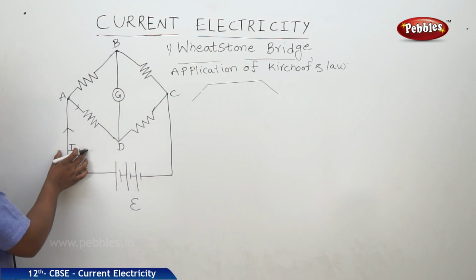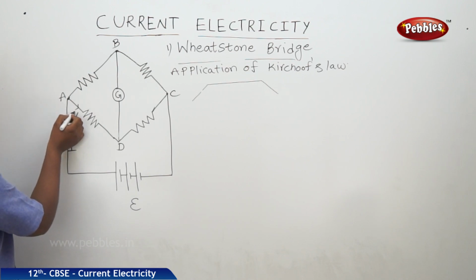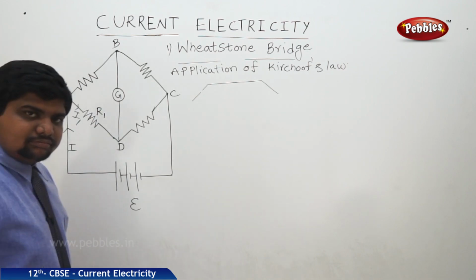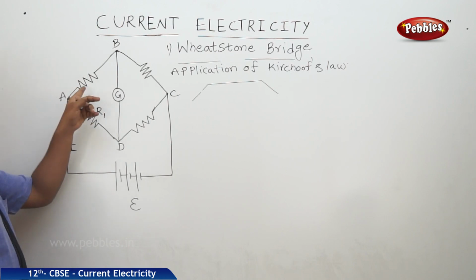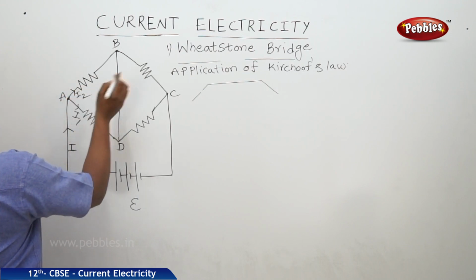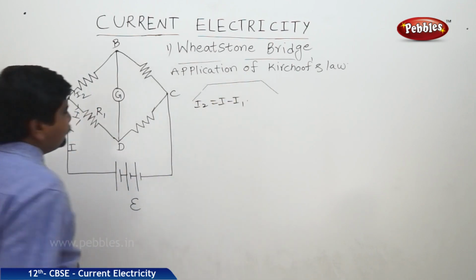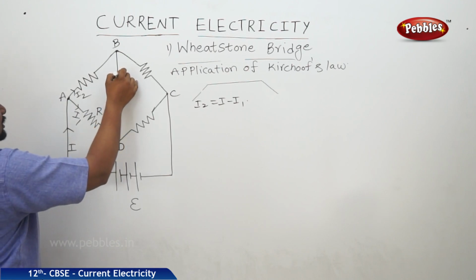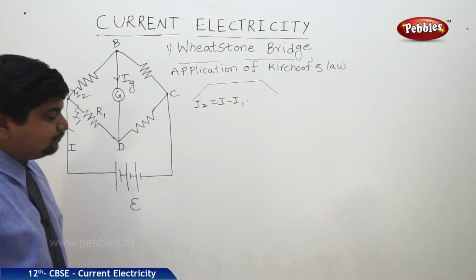I is the current. In this current I, some amount of current I1 is transferring through this resistor. Let us say this one is R1. Through the other resistor, the remaining current, I minus I1, will go. Let us say this is I2, which means I2 is equal to I minus I1. And this is the loop A, B, D, A. Through the galvanometer, one current is flowing, that is said to be IG.